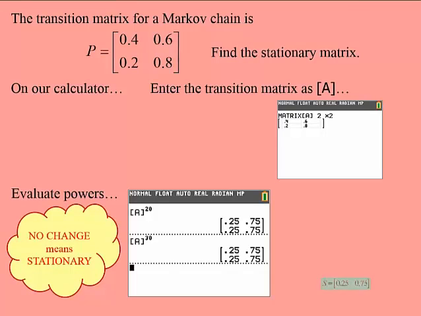And so the stationary matrix for this comes out to be the 0.25 and 0.75. In the long run, if we start off with this transition matrix, this is what we're going to end up with. 0.25 or 25% market share for the first object, 75% for the second.